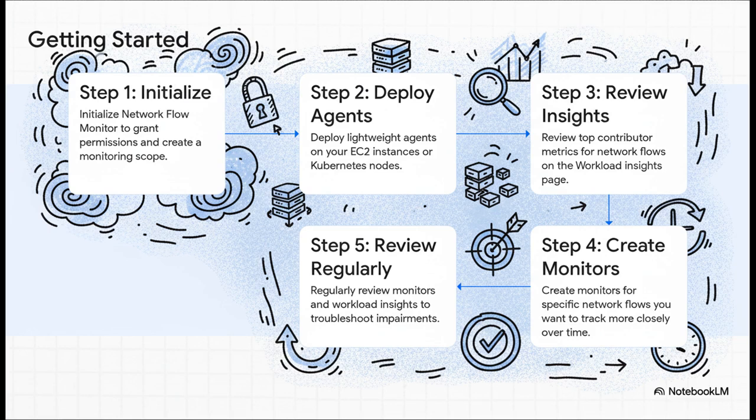Step 1. You just have to initialize the service in the CloudWatch console. It's a one-time click to set up the permissions. Step 2. You deploy those lightweight agents. You can do this easily with AWS Systems Manager, or if you're on Kubernetes, just deploy it as a daemon set. Step 3. Wait about 20 minutes for data to roll in, then check out the Workload Insights tab. Step 4. When you see something you want to investigate, create a monitor to zoom in. And finally, Step 5. Just make it a habit. Check in on your data regularly so you can stay ahead of problems.